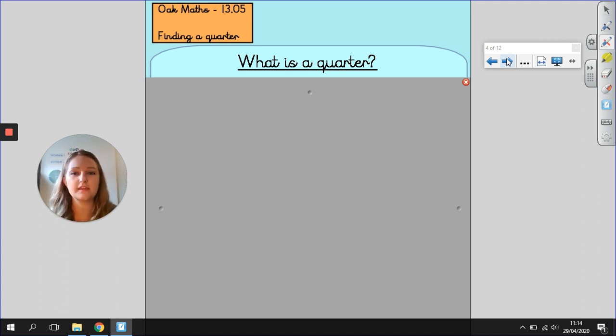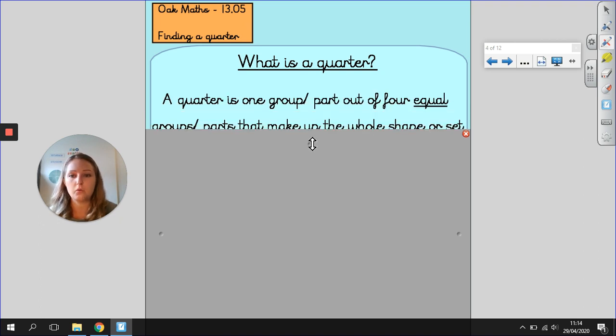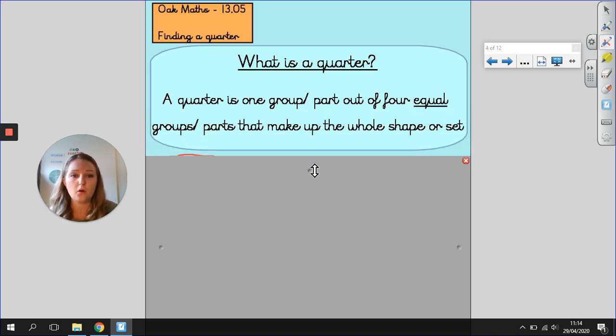So now we're going to start thinking about quarters. Okay, you will have had some experience of quarters in year 1, but what we're going to focus on is finding a quarter of a set of objects. So think about, what do you already know about quarters? What is a quarter or 1 quarter? Well, a quarter is 1 group or 1 part out of 4 equal groups or parts that make up the whole shape or the whole set of objects.